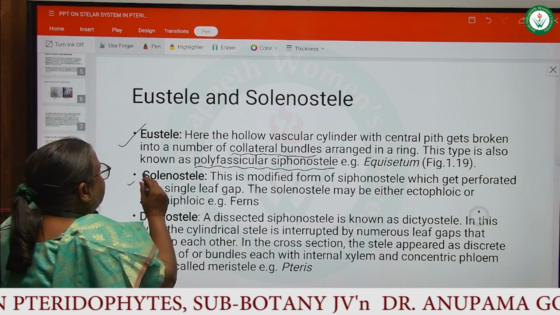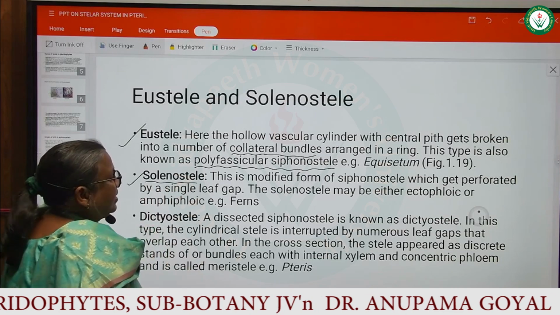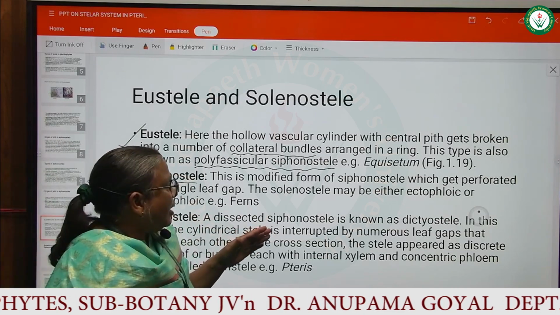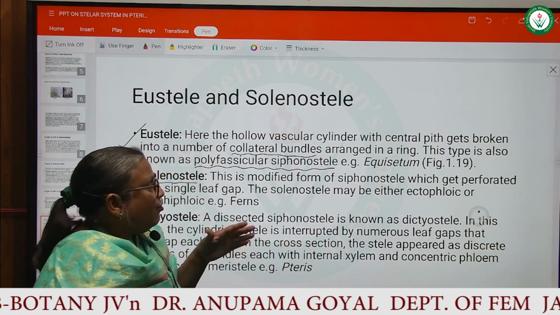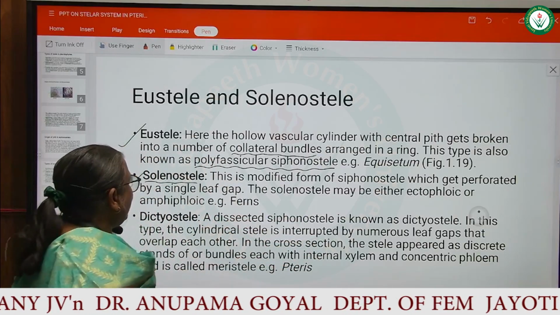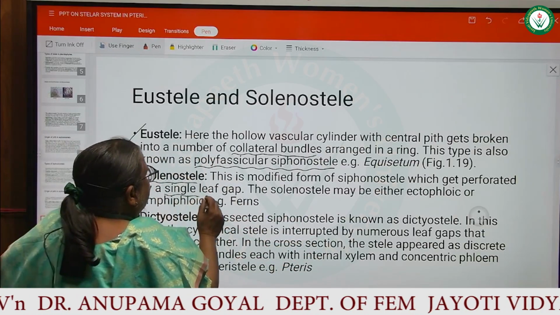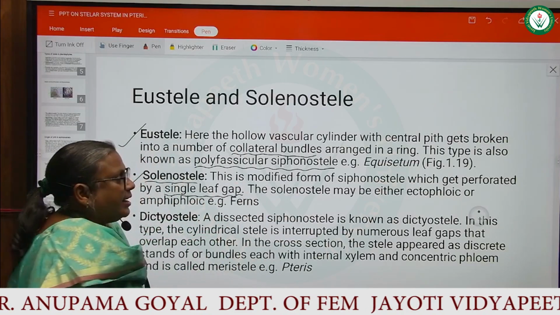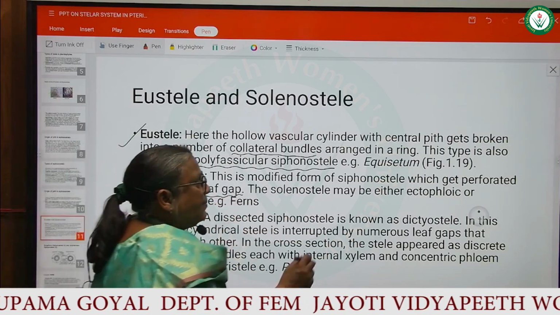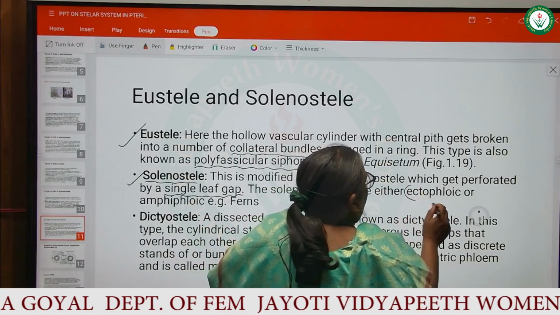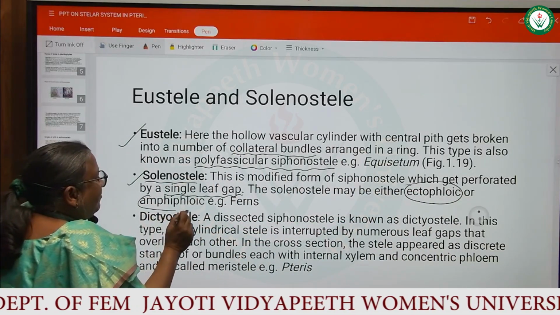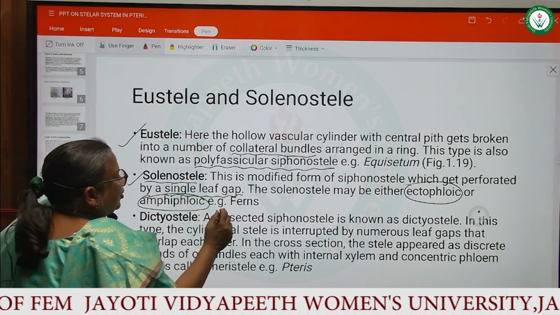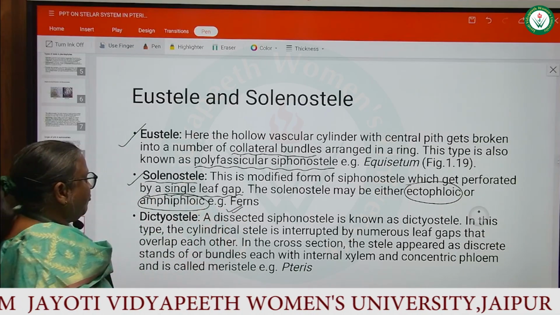Now, what is solenostele? This is a modified form of siphonostele which gets perforated by a single leaf gap. The solenostele may be either ectophloic or it may be amphiphloic. This solenostele is found in ferns.